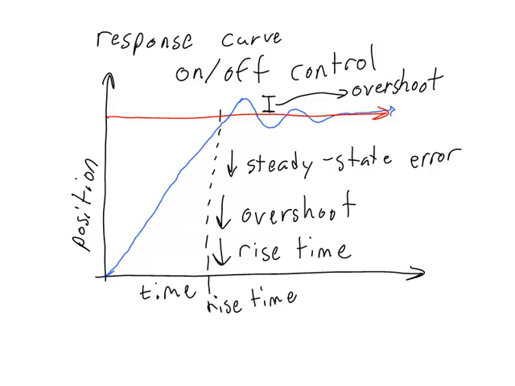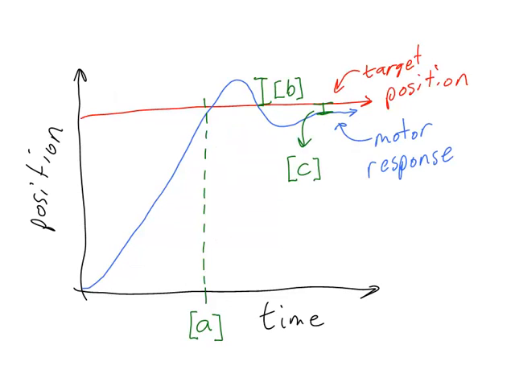We learned about these problems in performance by looking at a motor response curve. The motor response curve shows how the motor position changes over time relative to the target position, shown here as a red line. Last time, we identified three characteristics of this response curve that we care about when we are creating our controller.